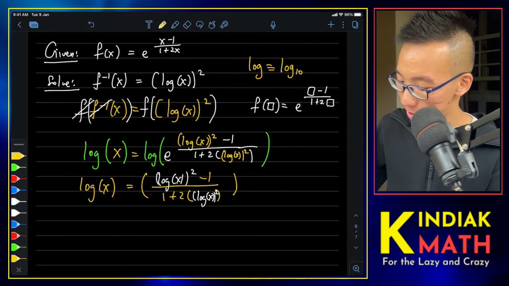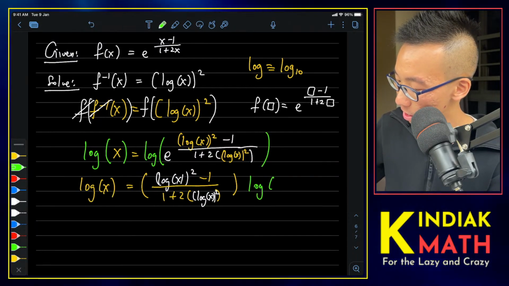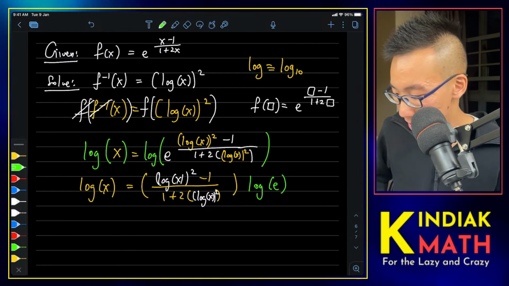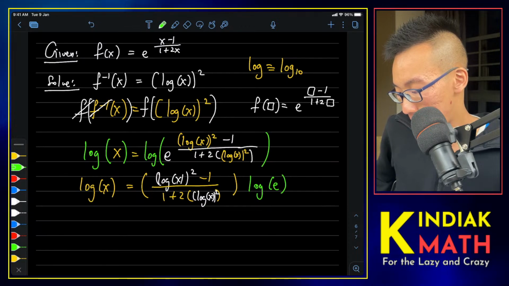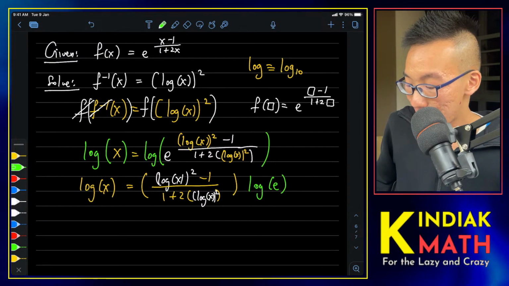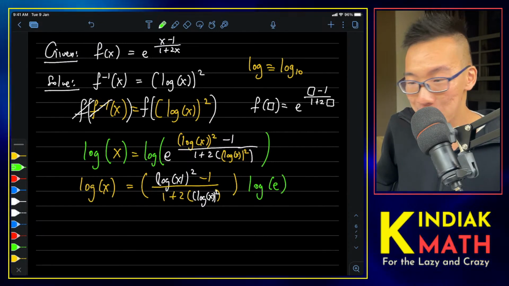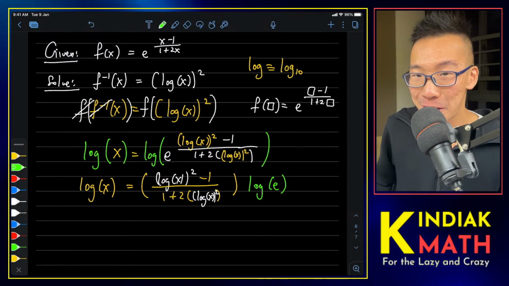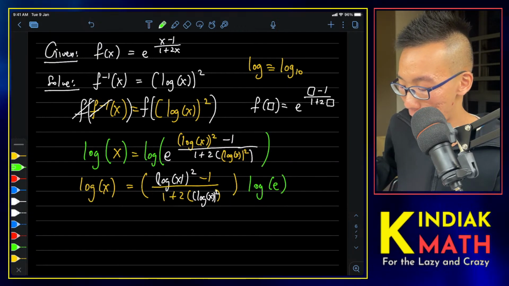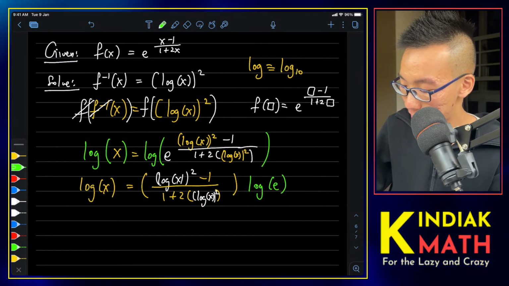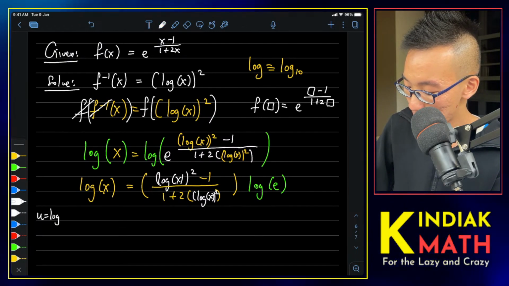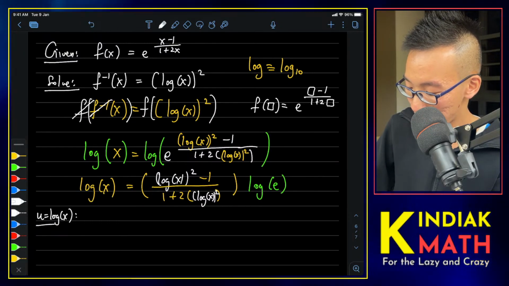And we can multiply that by the logarithm of e. Of course, this technically involves a bunch of change of bases, but we can leave it as that. That should suffice for now. And I think I know how to solve this equation. It takes a bit of effort, but we can do it. Now, there's a bunch of log x's floating around, so I want to replace all of that with the letter u.